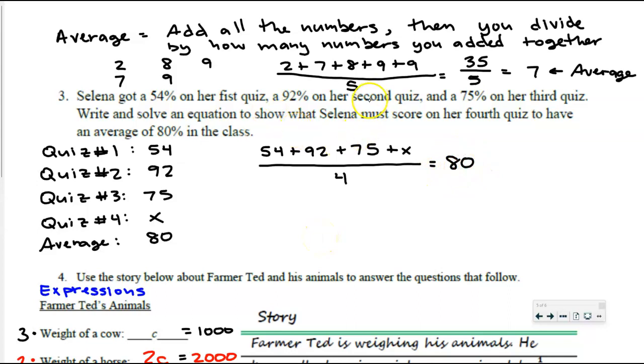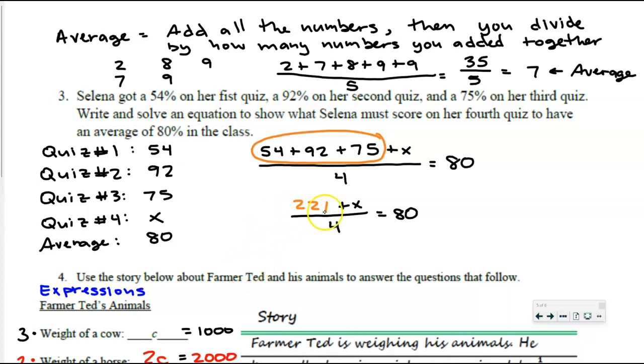We need to simplify before we solve. I add all of these up together, and I can't add the x, but you know what I can add? I can add that part. What's 54 plus 92 plus 75? What did you get, McKaylee? I'm sorry, you're going to have to be a lot louder than that. I can't hear you. 221? That takes care of this part, but I still have to add that fourth score, whatever it might be. And when I add all of that up together, I still have to divide it by 4 because there were still 4 scores all in here. All of that is equal to 80.